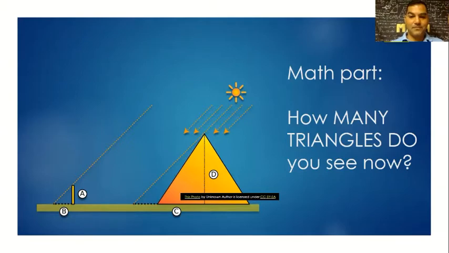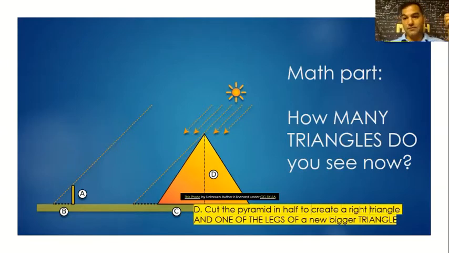All right, let's go. First of all, D. You cut the pyramid in half visually to create a right triangle and one of the legs of a new bigger triangle. Okay, so let's look at this dotted line here. Isn't this the height of the pyramid? Isn't this what we're after? So we visually split this other triangle that we can't do much with because it's an isosceles triangle. We need a right triangle to do a lot of things in math.